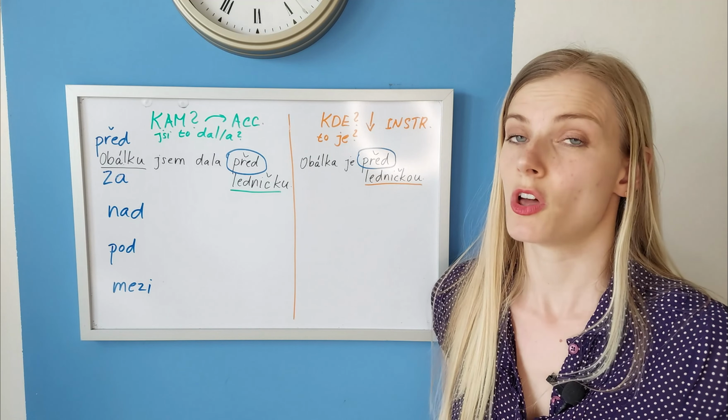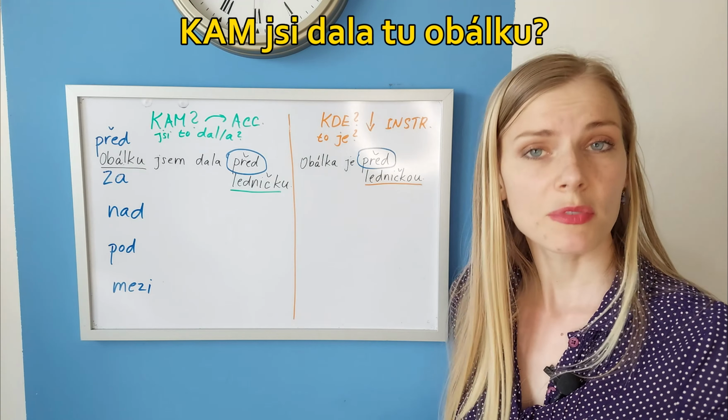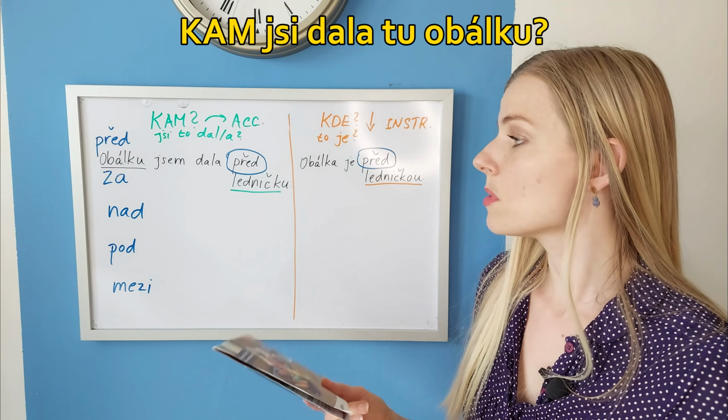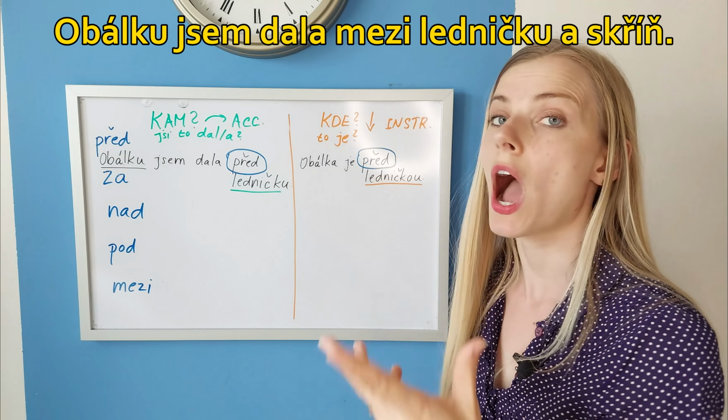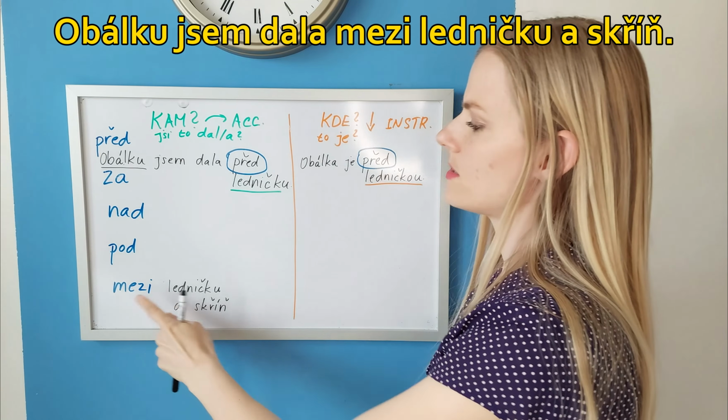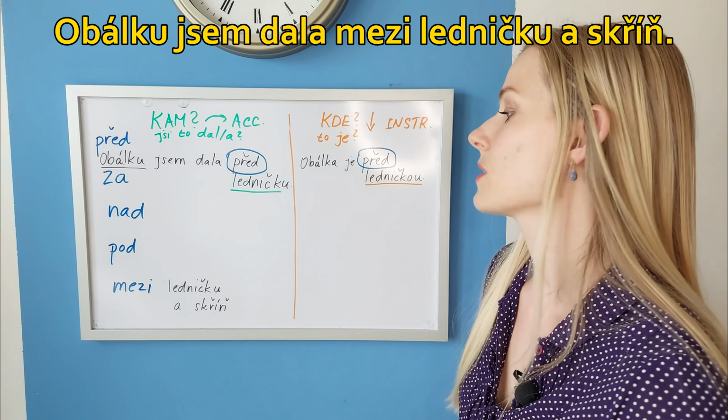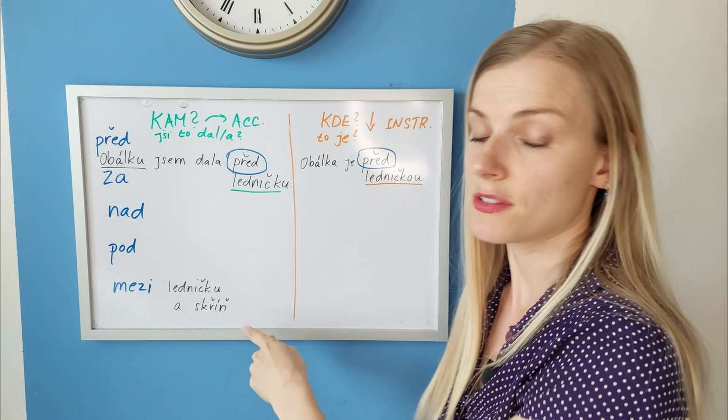Imagine there is a little closet next to the fridge. Kam si dala tu obálku? Obálku jsem dala mezi ledničku a skříň. Mezi ledničku a skříň. Both of these would be accusative.